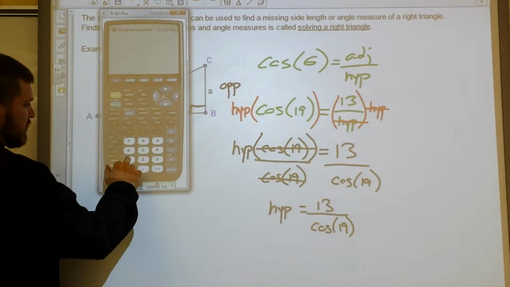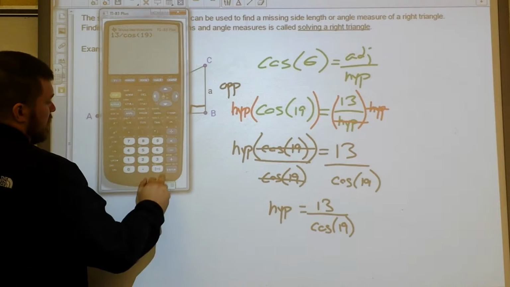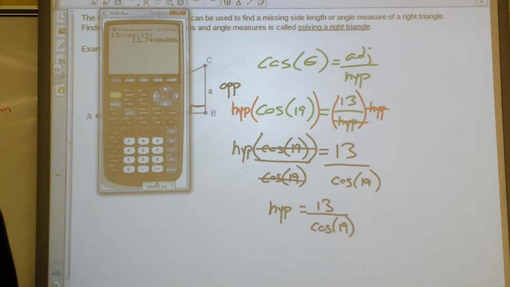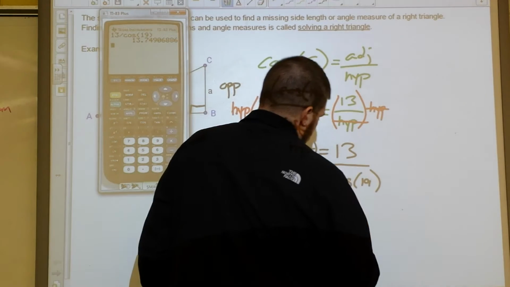So the hypotenuse is 13 divided by cosine of 19. Close that parenthesis. And so the hypotenuse is approximately 13.75. I'm going to round to 2 decimal places.